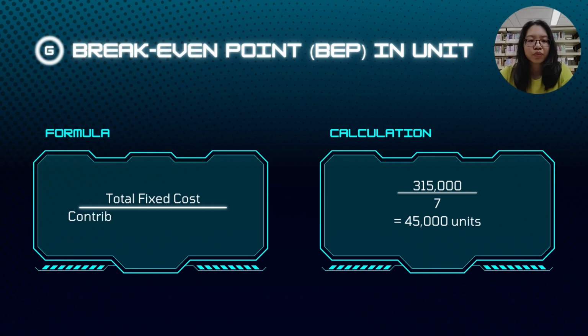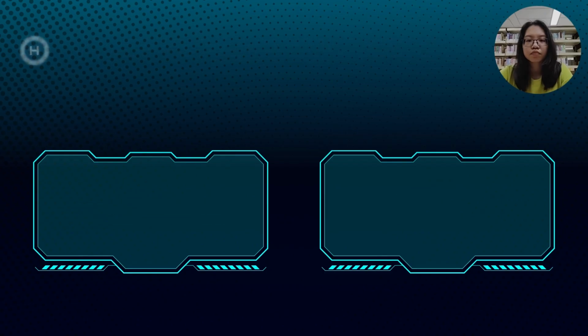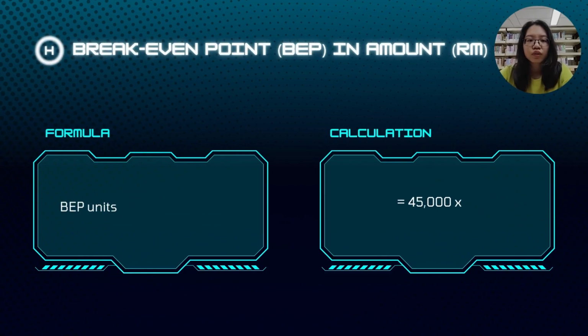Now we calculate break-even point in units. We will use total fixed cost divided by contribution margin per unit, and now we get 45,000 units. Last one, we find break-even point in amount RM. We will use the break-even point units times sales price per unit, and we will get 900,000.